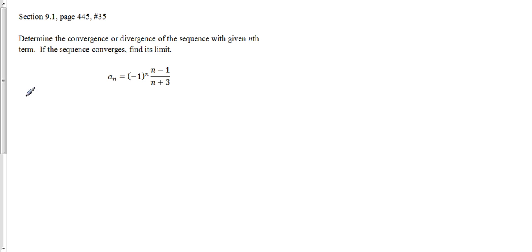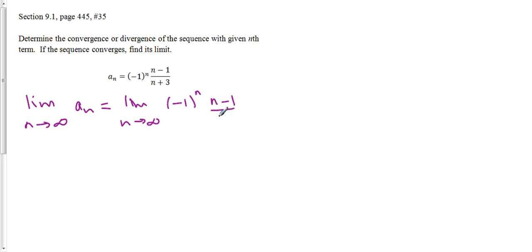So we're going to have to find the limit as n goes to infinity of a_n, which is going to be equal to the limit as n goes to infinity of (-1)^n times (n - 1)/(n + 3). Now, we've also reminded ourselves about several methods that we have for evaluating limits. The first one is to graph.